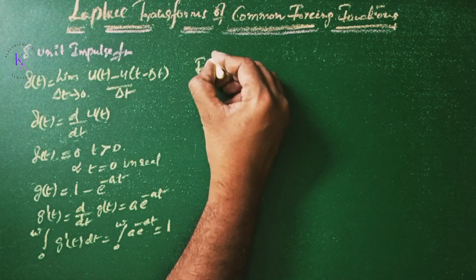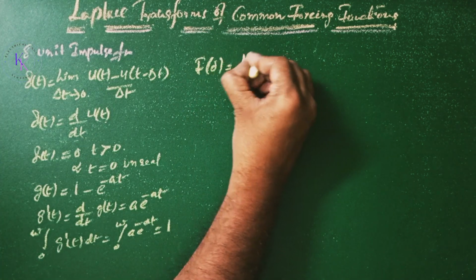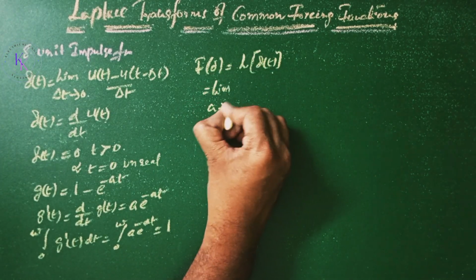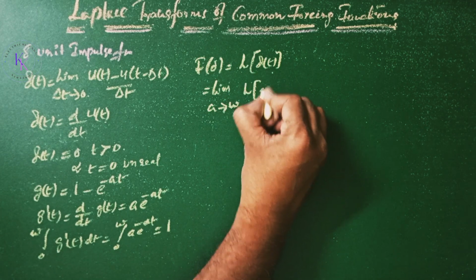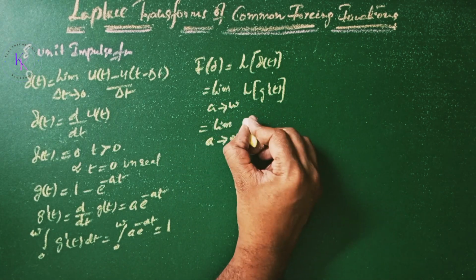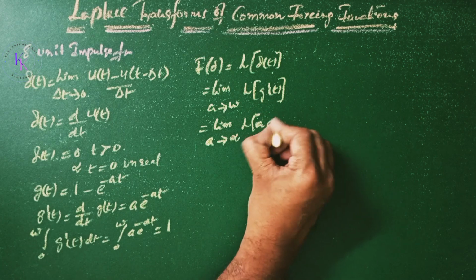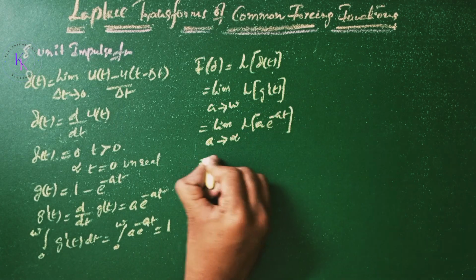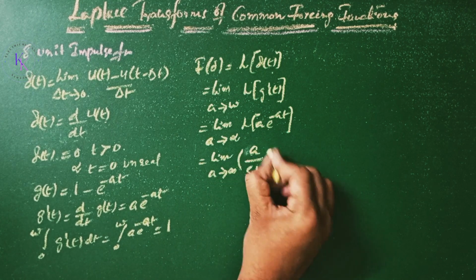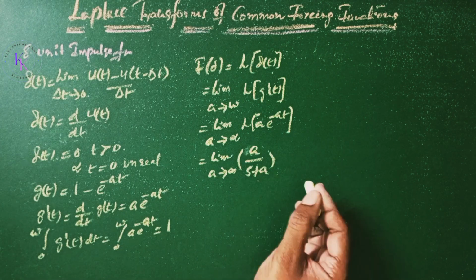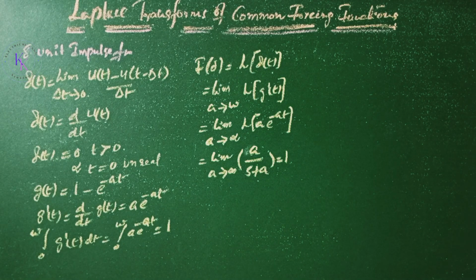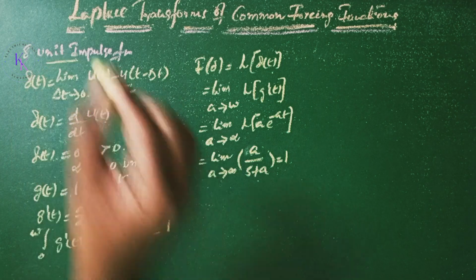If we apply the Laplace transform directly, that is F of delta is given by the Laplace transform of delta of t, which equals the limit as a tends to infinity of the Laplace transform of g dash of t, which equals the limit as a tends to infinity of the Laplace transform of a e power minus at, which equals the limit as a tends to infinity of a divided by s plus a, which is nothing but infinity divided by s plus infinity. Infinity divided by infinity, we are going to get 1. This gives that the Laplace transform of a unit impulse function is unity.